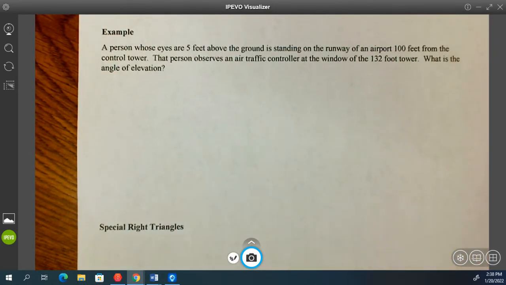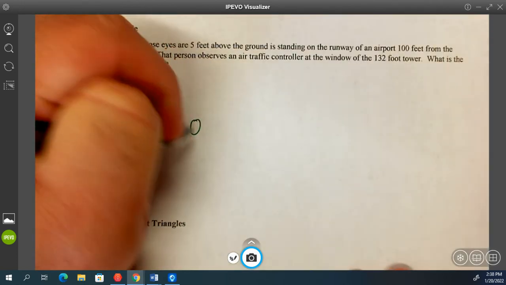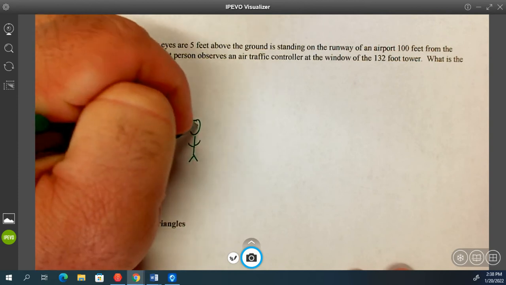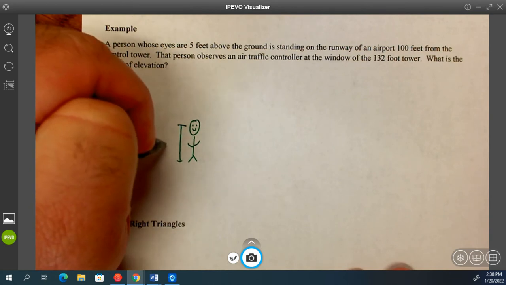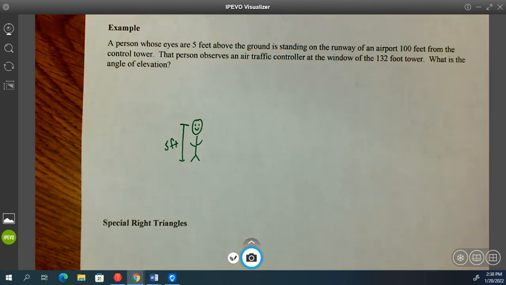Now, you're going to have a problem that looks like this where we don't have a picture. Okay? Now, you're going to have to draw the picture. And I would suggest you draw it as close to what you read. So a person whose eyes are 5 feet above the ground. Again, I know you're impressed with my drawing here. So this person's eyes are 5 feet above the ground.